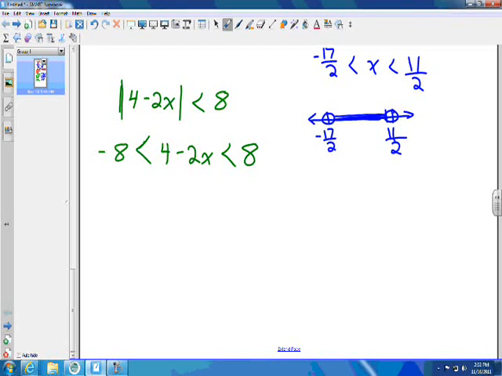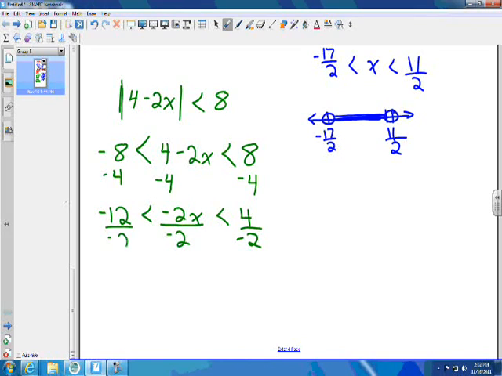Is the x by itself? We have to move first. The 4 is positive, so we have to subtract it. So negative 12 is less than negative 2x, which is less than 4. Divide by negative 2. So we get over here 6.